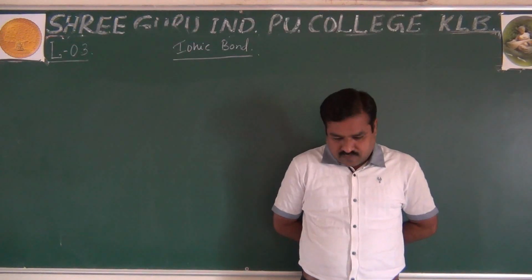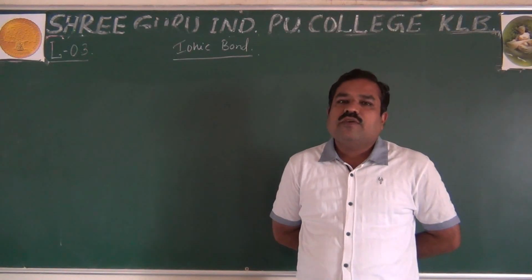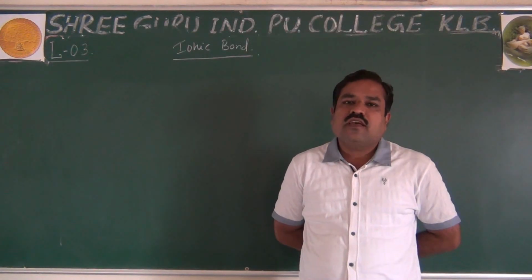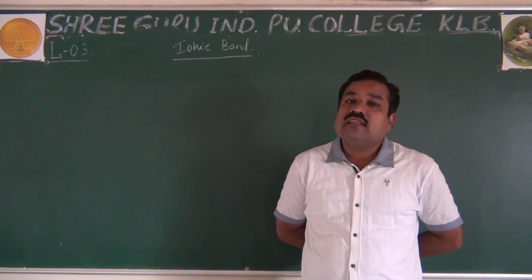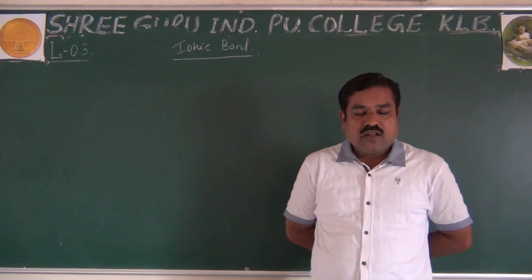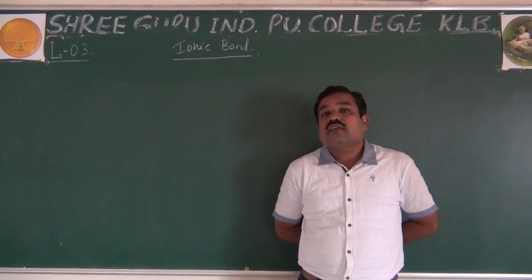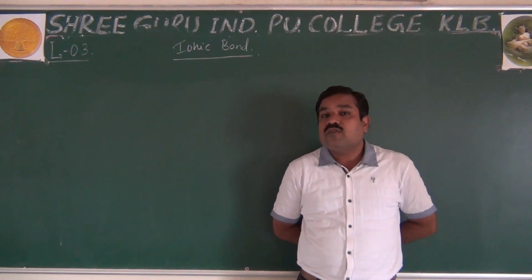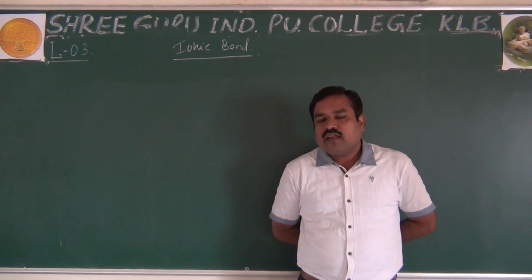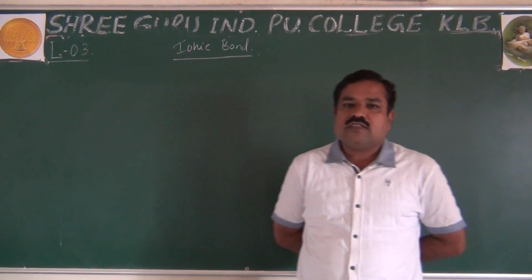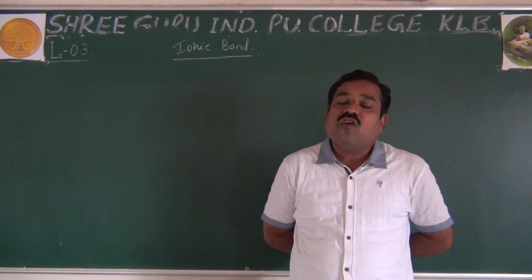Then, what is the significance of these Lewis dot symbols? By using these Lewis dot formulae, we can know how many valence electrons an element has in its valence shell, that is, in the outermost orbit. The second significance is that with the help of electron dot formulae we can calculate group valency, not group number, it's group valency. And by studying this electron dot structure one can predict how many chemical bonds the element is going to form.